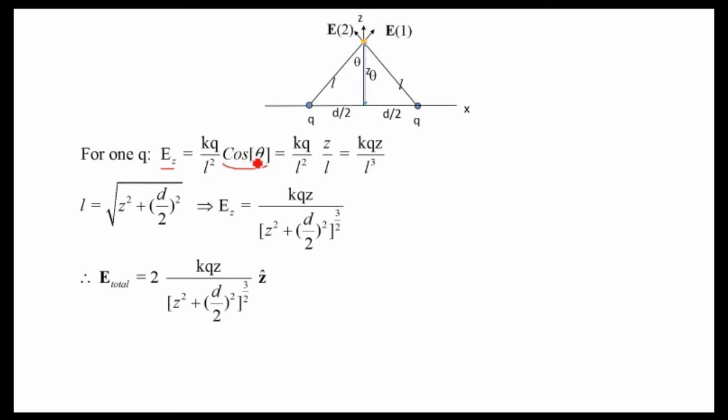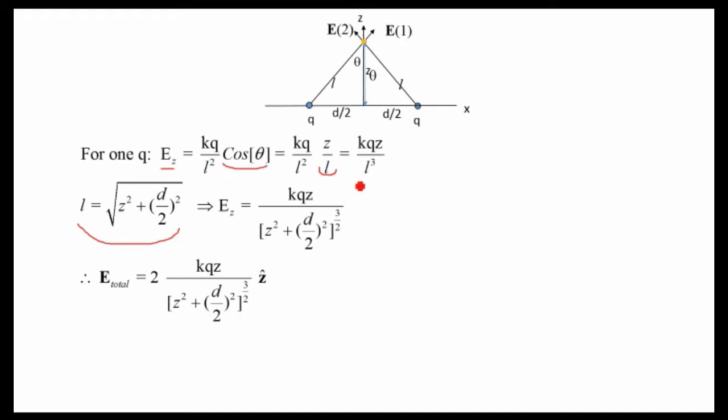So this approaches 1, and so if we write now the cosine theta in terms of this triangle here, the cosine theta is the side adjacent divided by the hypotenuse, and that's right here, z over little l. Combining those 2 factors, we have kqz over L cubed. Well, what's L? L is a right triangle, so we just take z squared plus d over 2 squared, and that will give us the length of the hypotenuse. So that's right here, we take the square root.